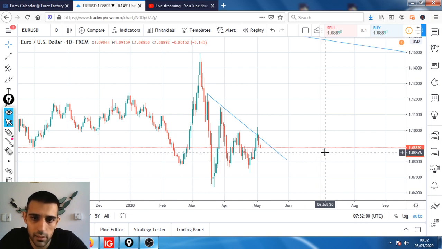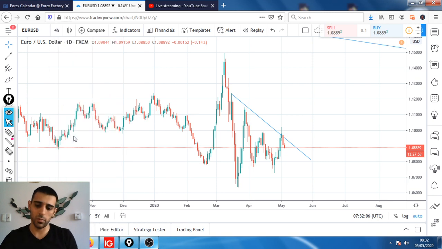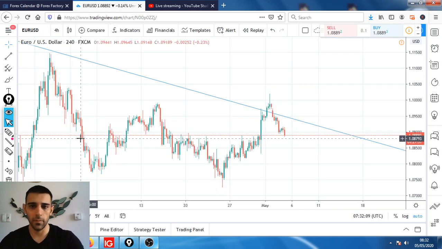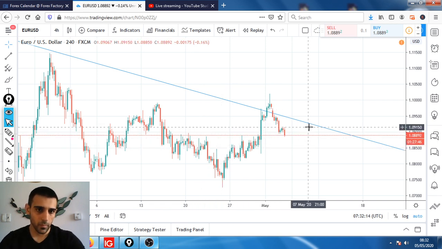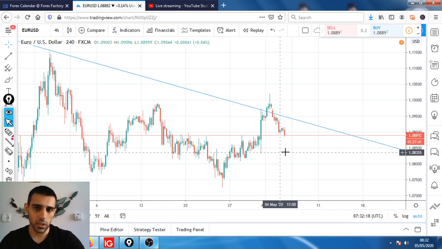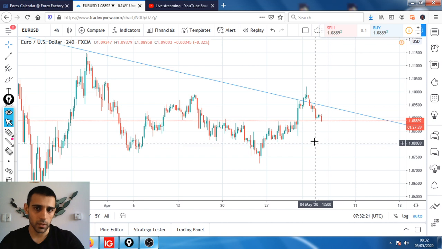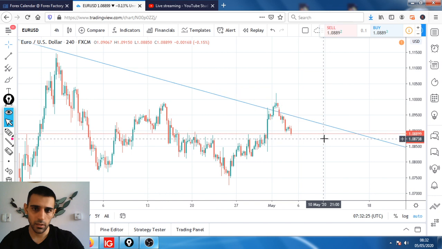So far, I can see this potential 0860. Let's go to the shorter time frame to have a clearer view of what's going on. It is important. On the 4-hour time frame, the price is looking pretty good so far. It's falling down. Okay, so the next support is 0870.